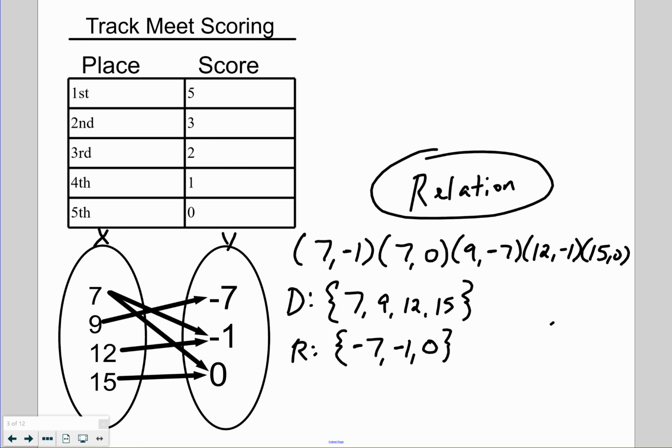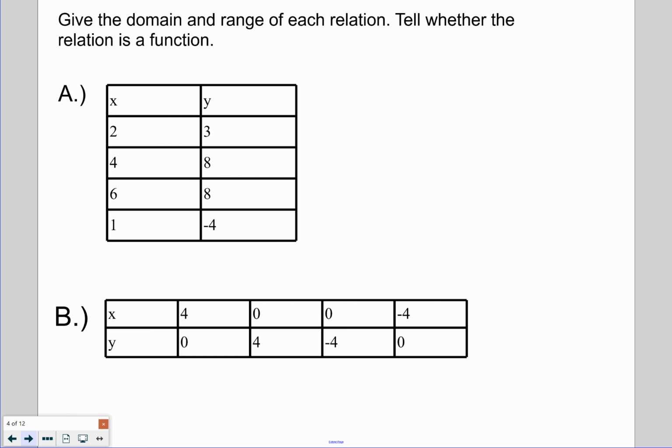Let's do another one. The domain of this one. Franklin, what do you got for the domain of this one? 2, 4, no. 1, 2, 3. Excellent. Good job correcting yourself. 1, 2, 4, and 6. Well done. The range of this one.